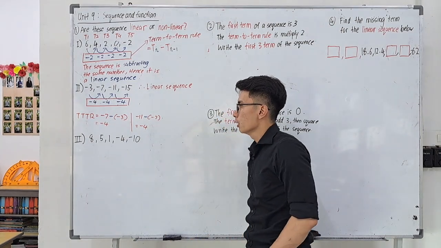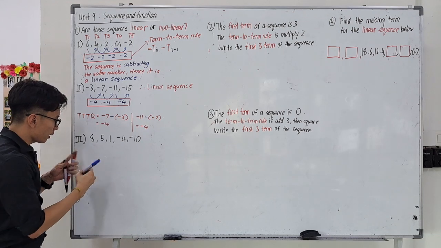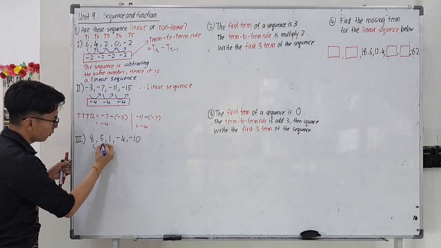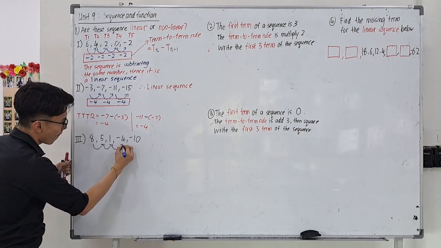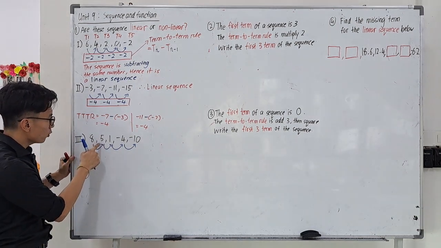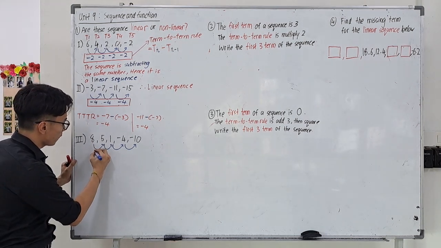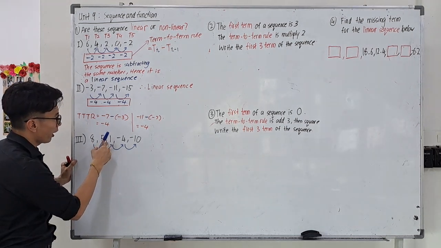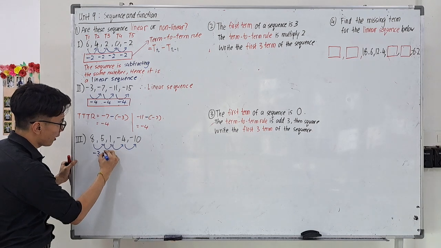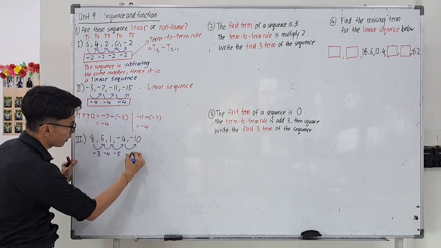Okay, all right. So what about this guy over here? All right. So same thing. Let's try to find the term-to-term rule. Okay. So let's check what's going on. So we can do this very quickly. All right. 5 minus 8. That's gonna give me -3. And if you do this very quickly, you will get -4. This will be -5, and this will be -6.